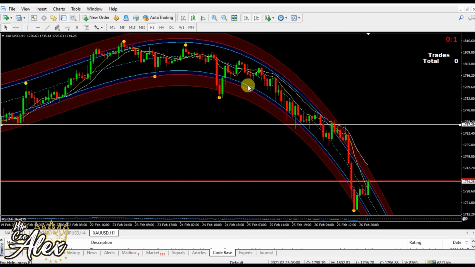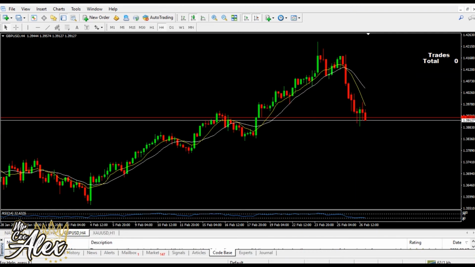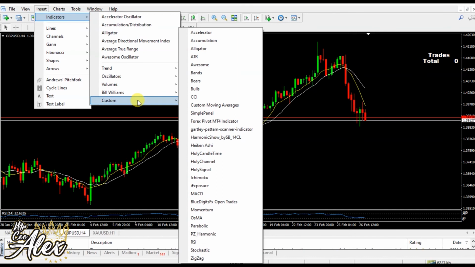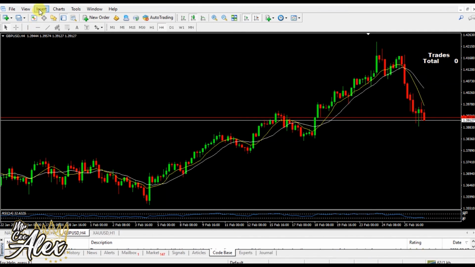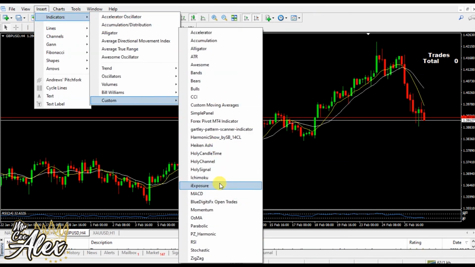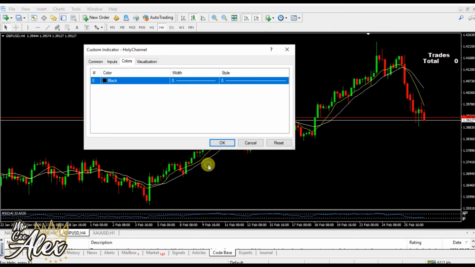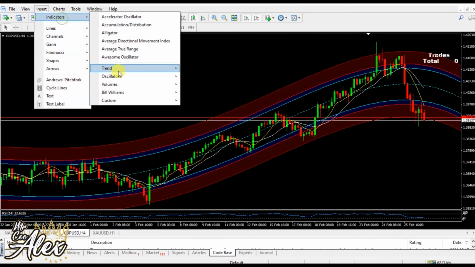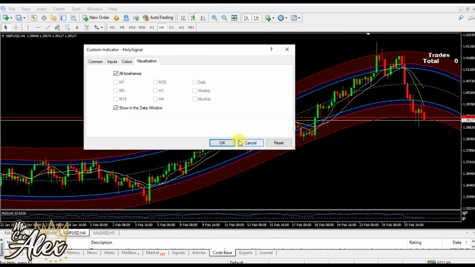I've been using this indicator for quite some time, so I know it works, and it works with all pairs, not only gold. This is MetaTrader 4, guys. It only works on MetaTrader 4. So you just need to open MetaTrader 4, purchase the Holy Signal, and add it to your chart. All you have to do is find a pair, go to Insert, Indicators, Custom, Holy Channel and Holy Signal. Add it there, boom.